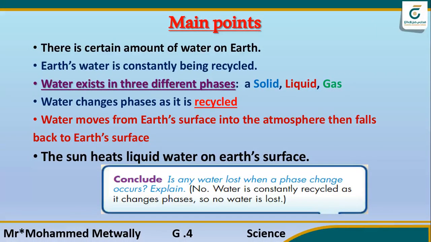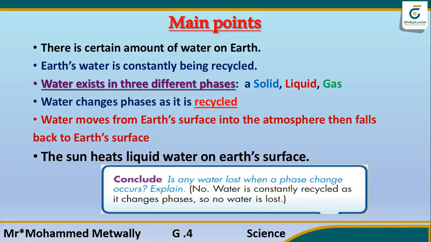I need you to know that there is a certain amount of water on Earth. Like we said in the previous lesson, Earth's water is divided into two parts, salty water and fresh water. So the amount of water is constant. So Earth's water is constantly being recycled. We can't bring water from anywhere, water is just recycled continuously.